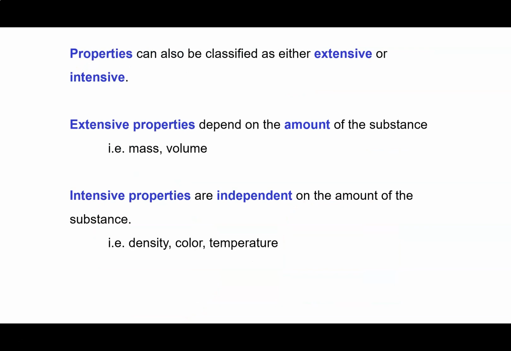Now, another way that we can divide properties is we can consider properties to be either extensive or intensive. And extensive properties depend on the amount of the substance. So a classic example would be mass. For a solid or for a liquid, the volume is also going to be an extensive property. If we have more of a liquid, its volume will increase. So the property changes with the amount of substance. Intensive properties are properties that are independent of the amount of substance. So a good example of that is the temperature.